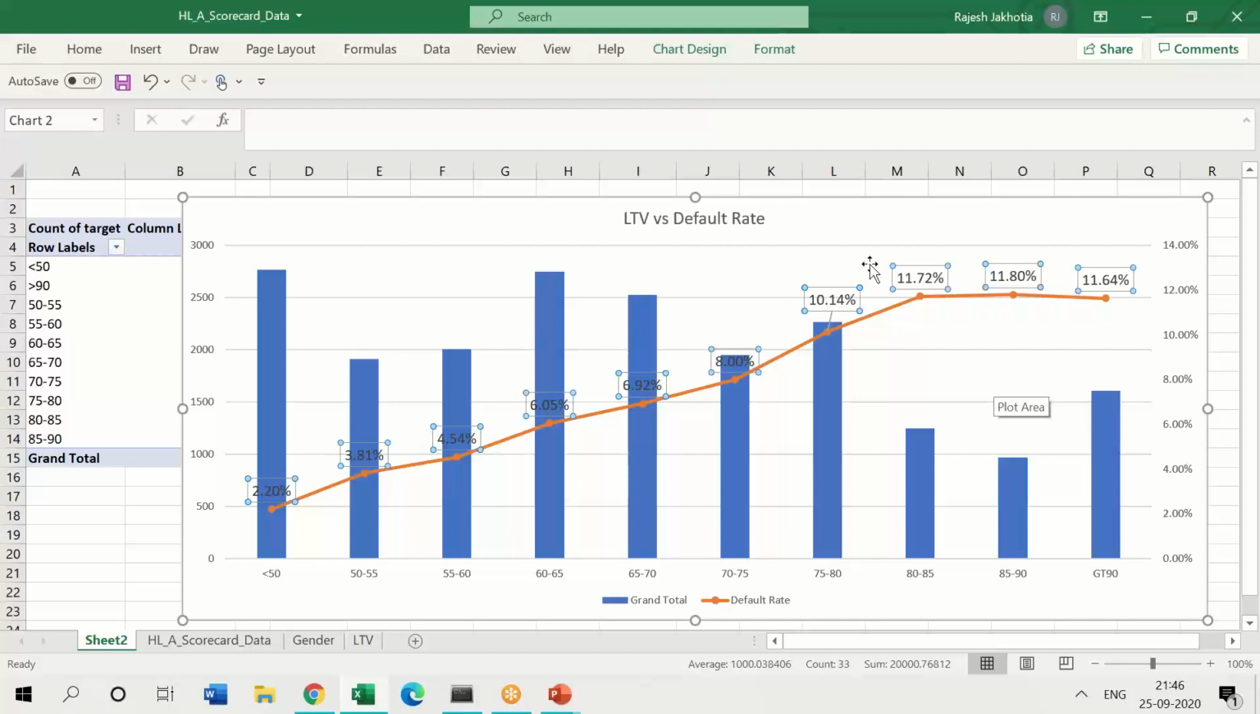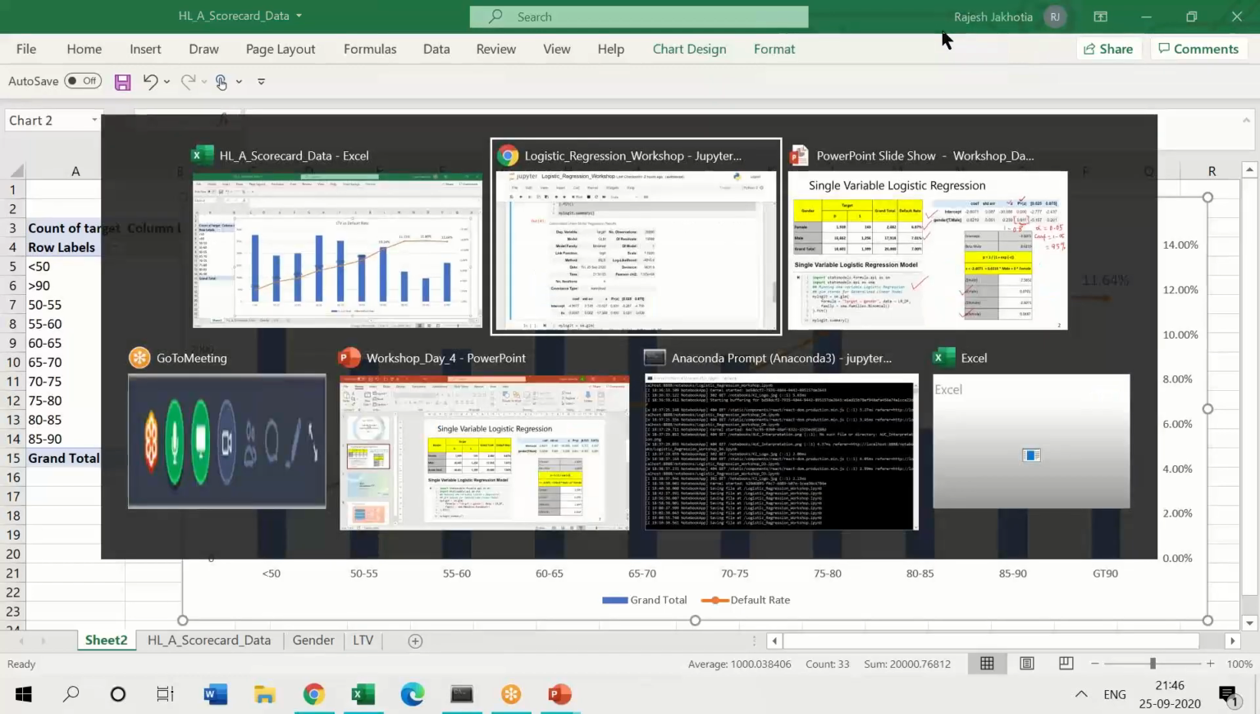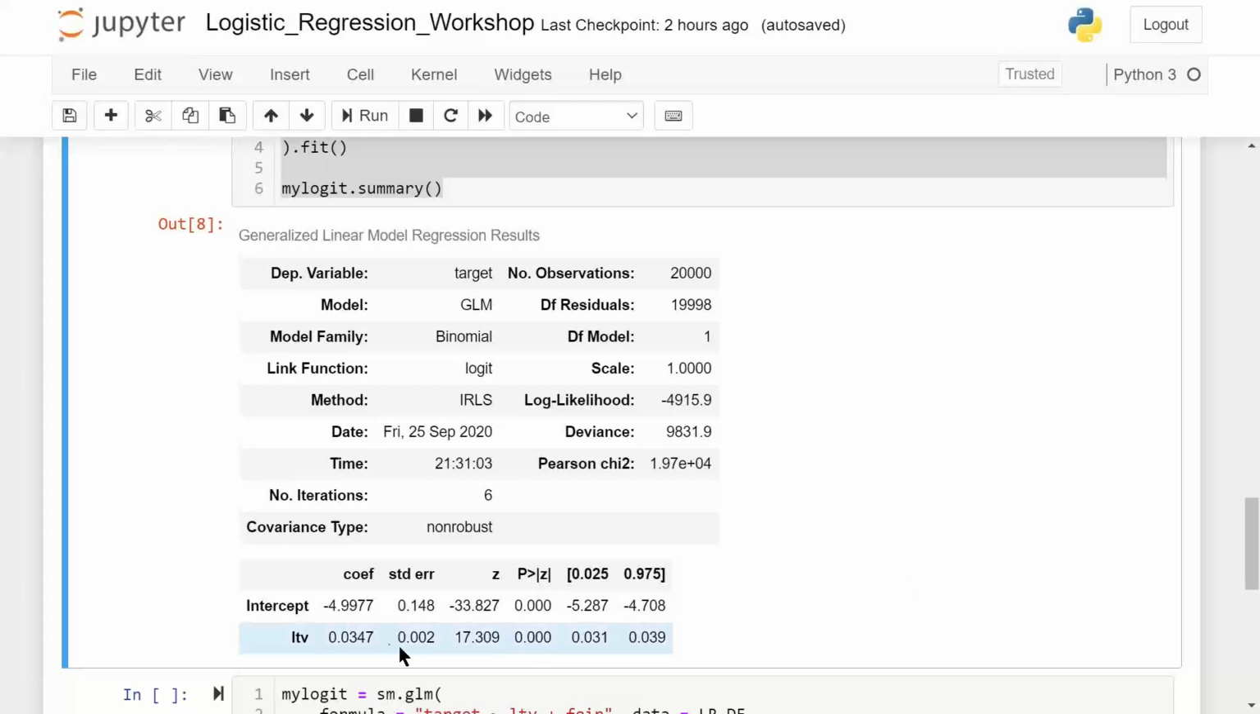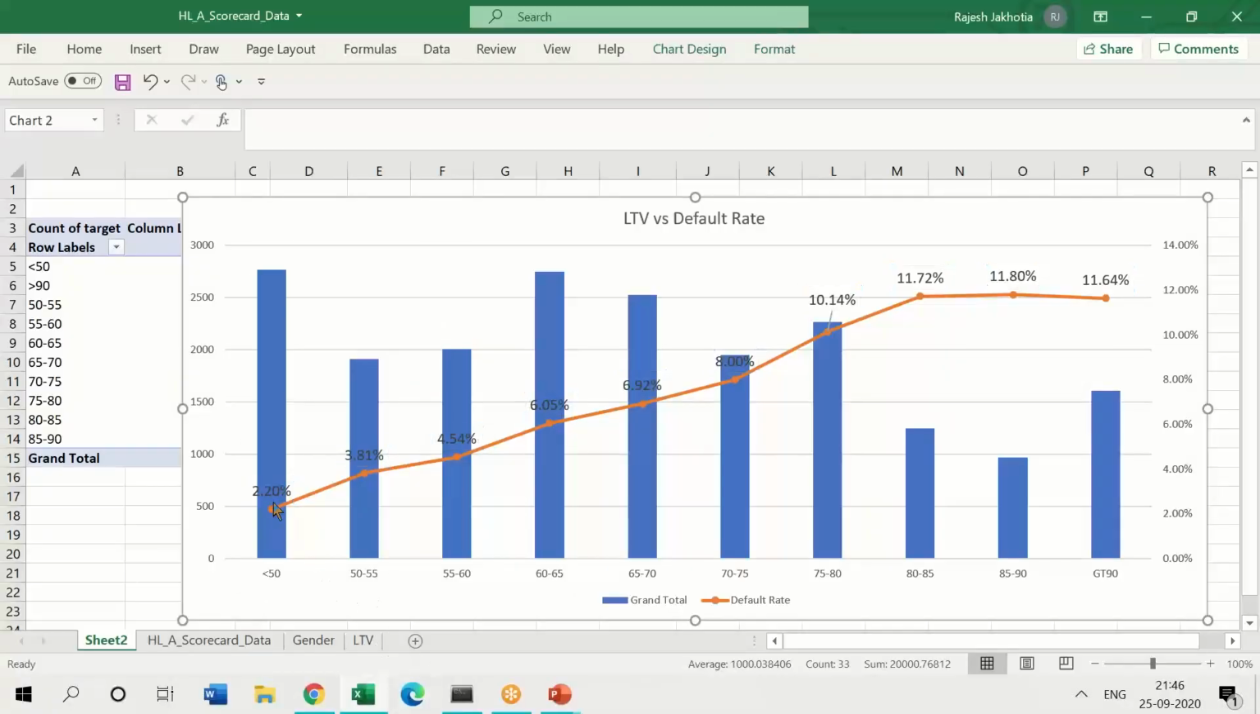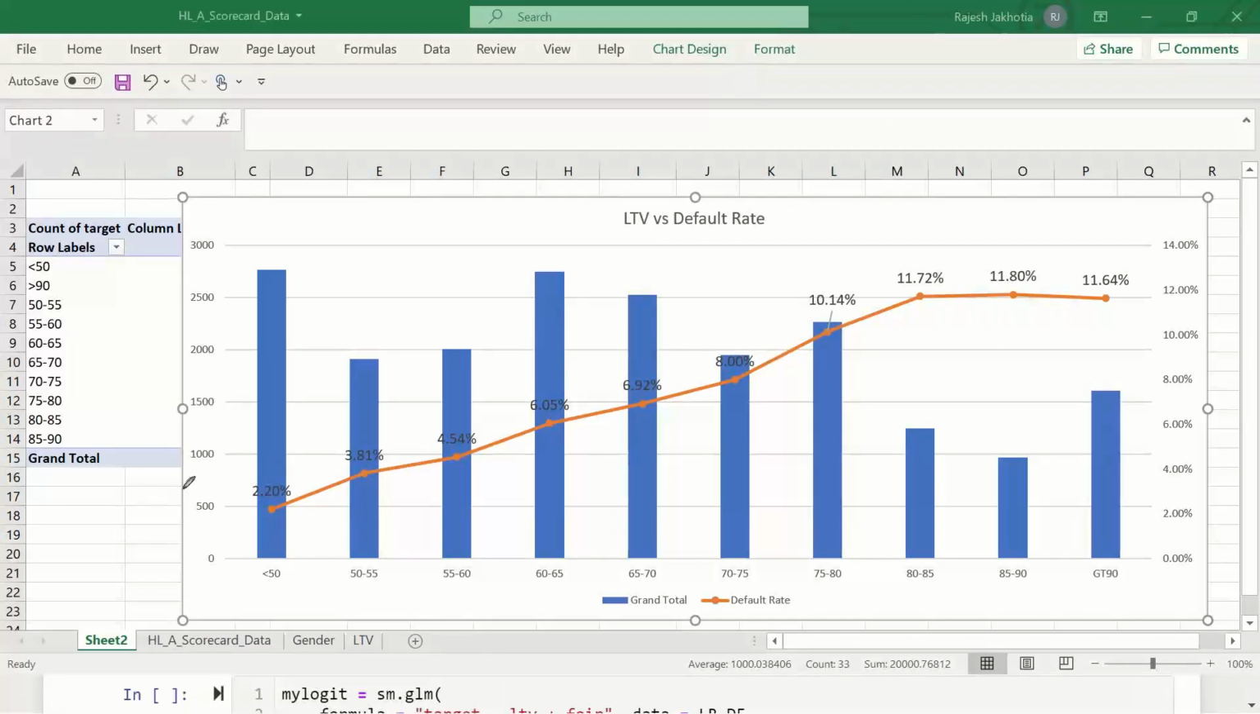As LTV increases, the default rate increases. This is very clear from the trend. The same thing is shown in the coefficients, and because the trend is so glaring, on one extreme, you can see the default rate is 2.20. On other extreme, we have default rate of 11%, and there is an upward moving trend.